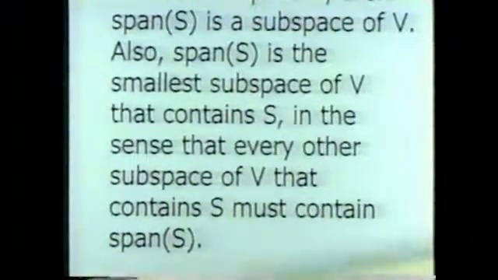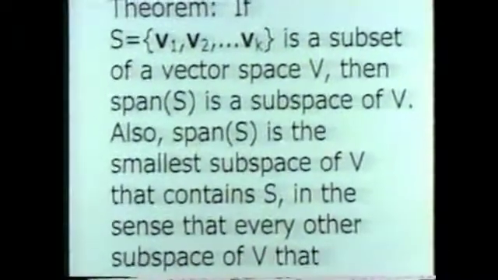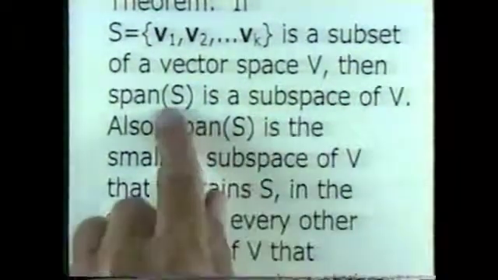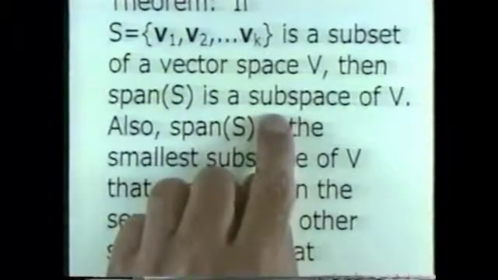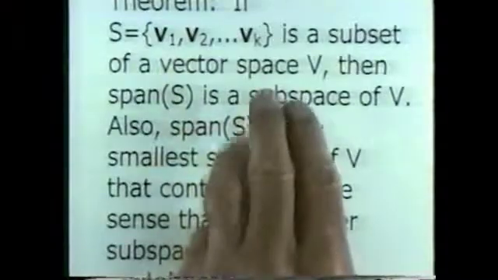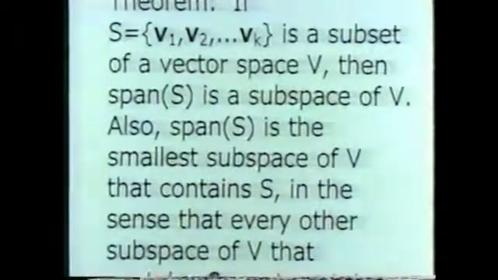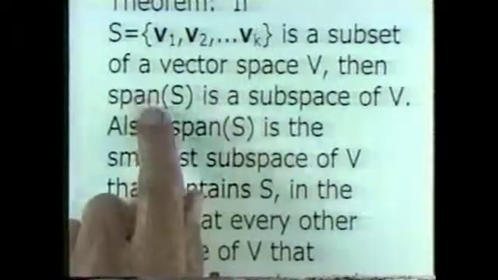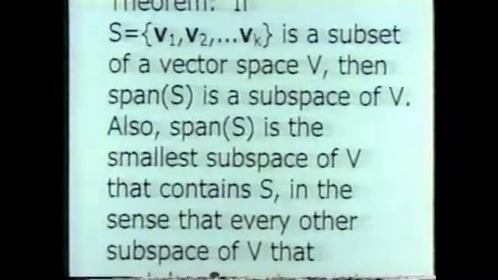Let's look at the proof. Let's prove part 1 first, that the span of S is a subspace of V. Now remember, to prove that something is a subspace, I've got to prove three things: that it's not empty, that vector addition is closed, and that scalar multiplication is closed. So that's what we have to do for the span of S in order to prove that it is a subspace. So let's look at the proof of part 1.